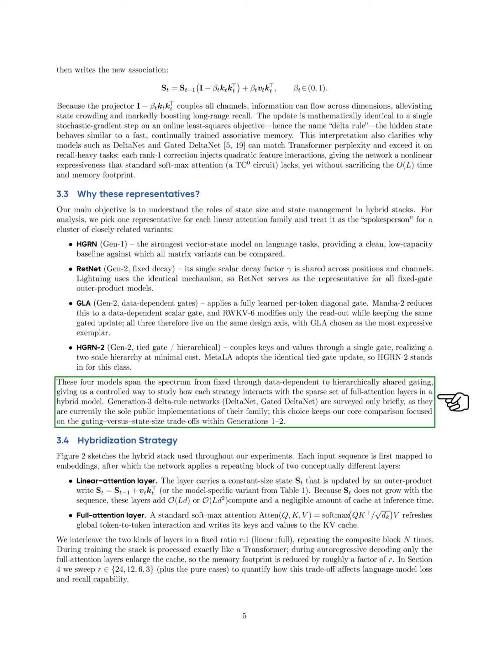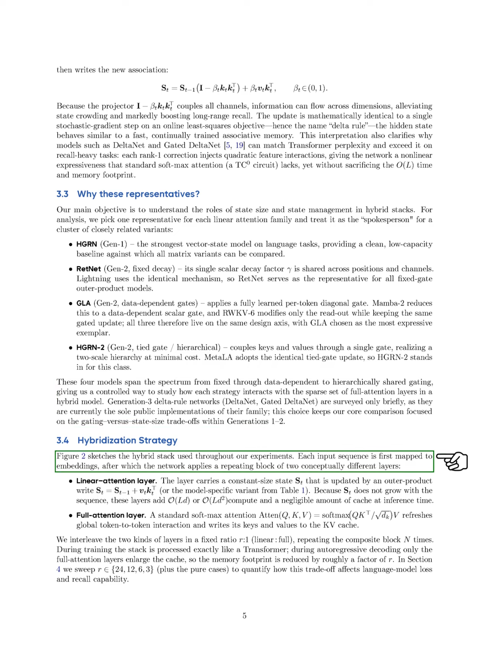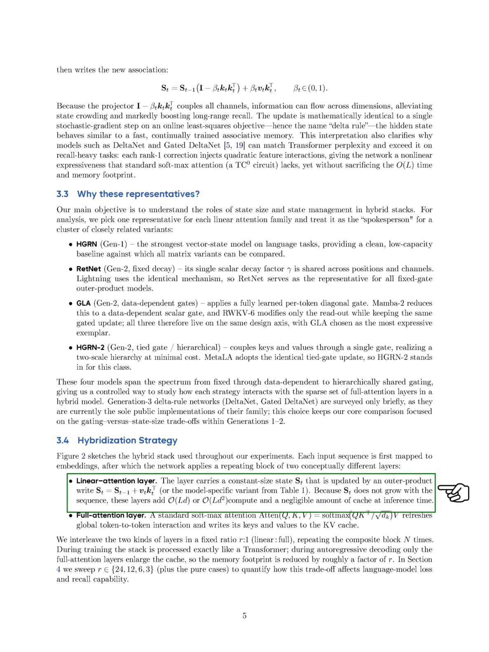Section: Hybridization Strategy. In this section, we describe our hybridization strategy and the experimental setup we used. We begin by mapping each input sequence to embeddings, followed by a repeating block of 2 different types of layers. 1. Linear attention layer. This layer maintains a fixed size state that gets updated using an outer product. Since this state does not grow with the sequence length, the computational cost is manageable, adding only a small amount of cache during inference. 2.